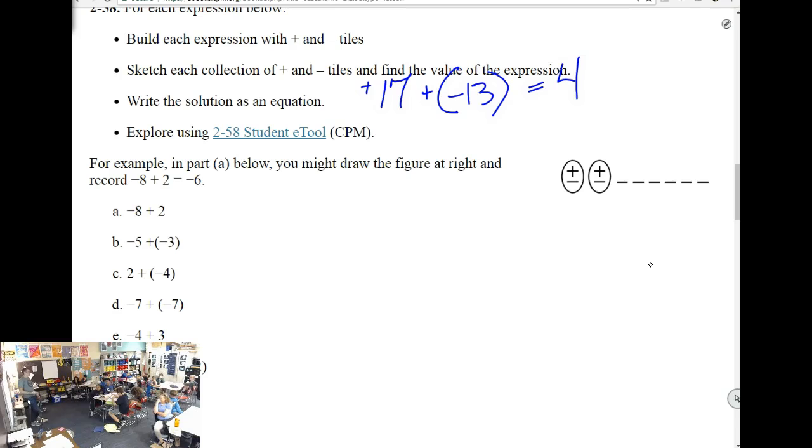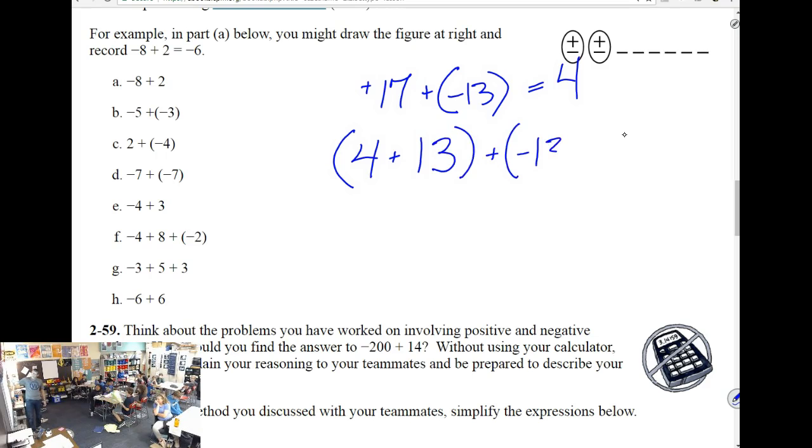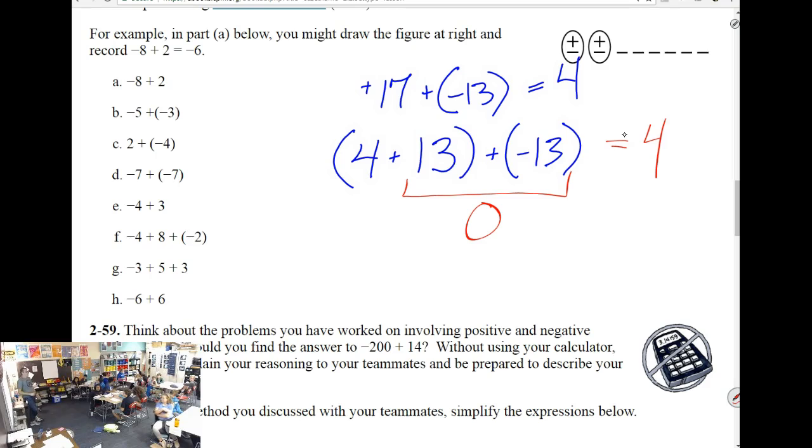When we talk about positive and negative numbers, what we're really doing is breaking things apart. We take the 17, and you may have never thought about this before, but this is really what we're doing. We say, okay, this is really 4 plus 13, and then the negative 13. The positive 13 and the negative 13 wipe each other out, which leaves us with just the 4. So if subtraction has never been explained to you in this manner, what we're really doing is making a group of 0 and asking what we still have left over.